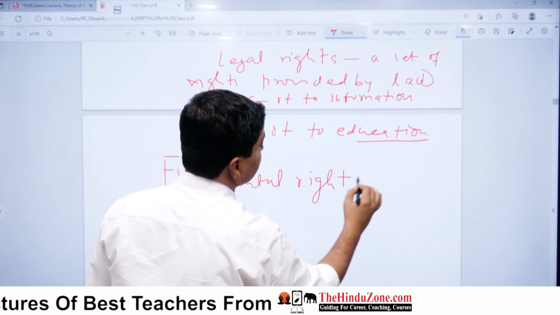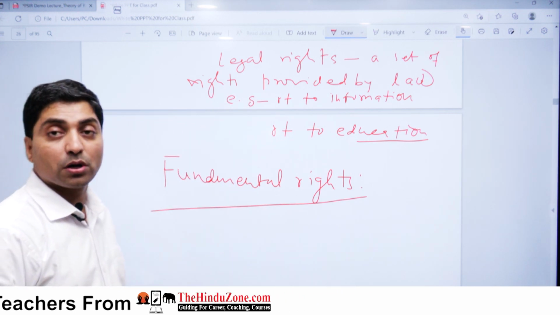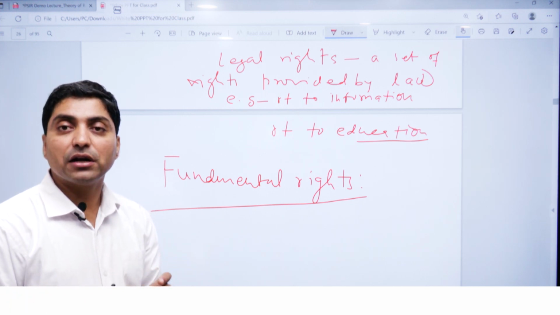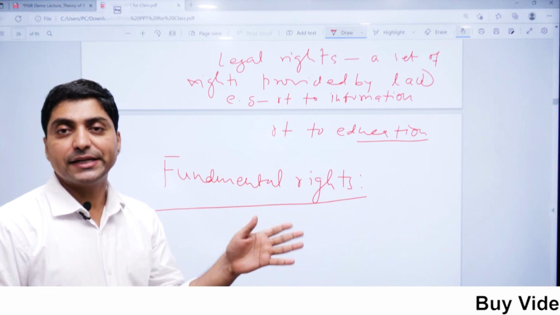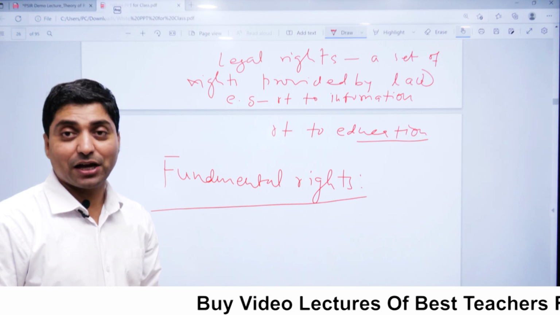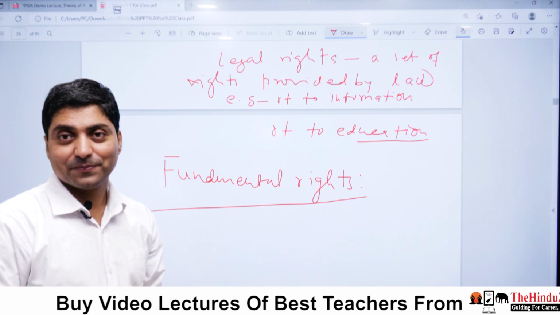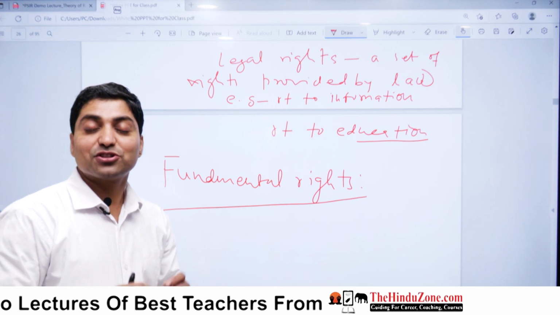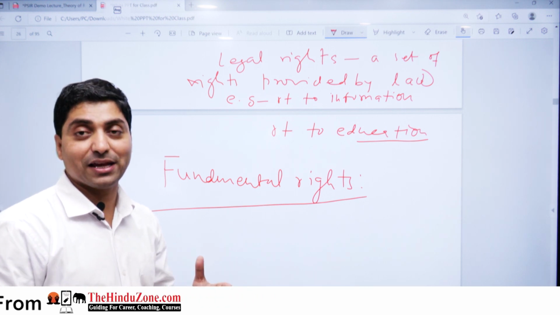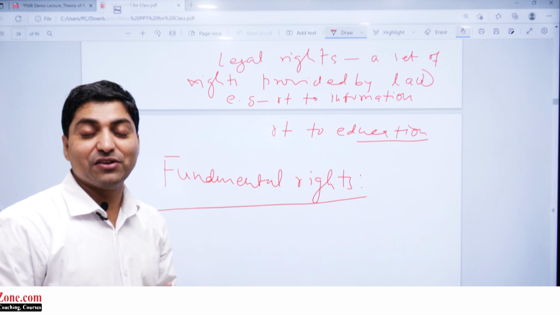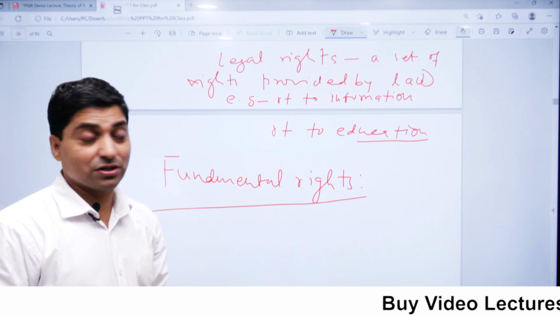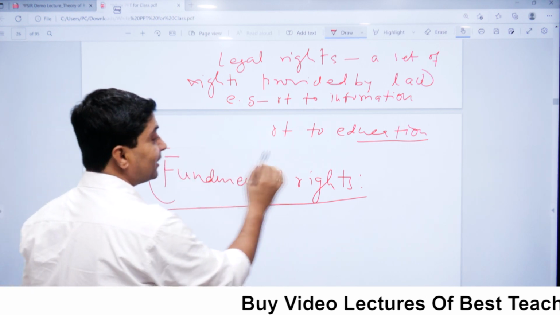What is a fundamental right? There is a set of rights which are essential for a human being, which are fundamental in nature, without which an individual cannot develop their full personality. A citizen cannot be a full citizen. There is a set of rights which are essential for a human being to become a good citizen, to live a worthy, full, dignified life, which is fundamental in nature. That is called a fundamental right.